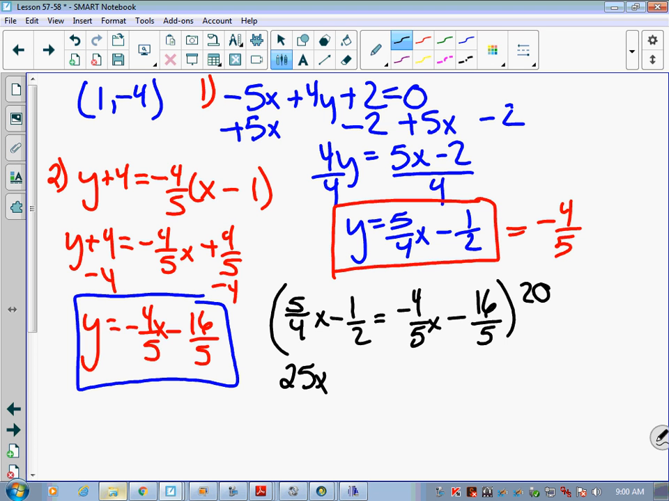-1/2 times 20 is going to be -10. Okay. -4/5 times 20 is -80 divided by 5. What is that? 16. So we get 16x. And what is -16 times 20 divided by 5? It's taking off on me because the bell's going to ring. What did we get out of that, just so we can at least finish this portion? -64. Okay.